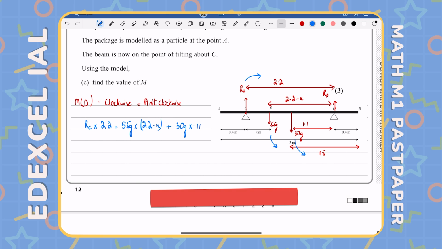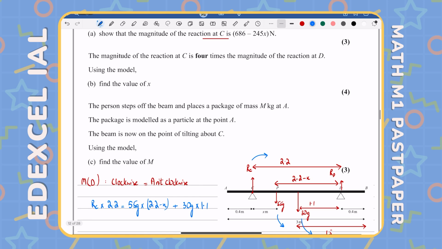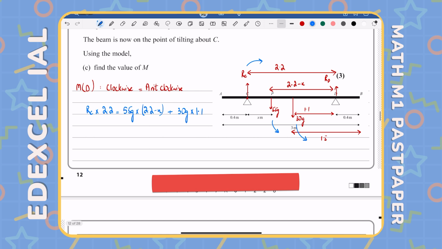Now, we will be solving for RC. Okay, that's what we're solving for. So let's work it out. So 55G, let's keep our eyes on the price also. 55G into 2.2. So I'll try and keep G as it is for now. So 55 into 2.2, that's equal to 121G minus 55G along with X. Okay, plus 30G into 1.1. So 30 into 1.1, that's equal to 33.